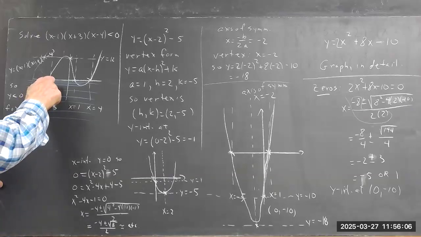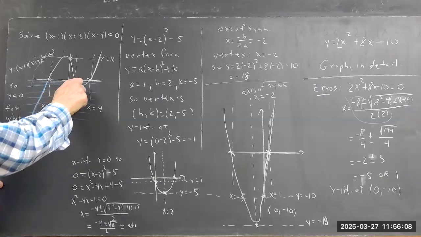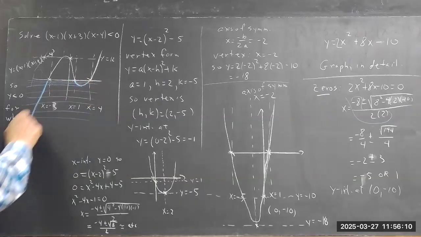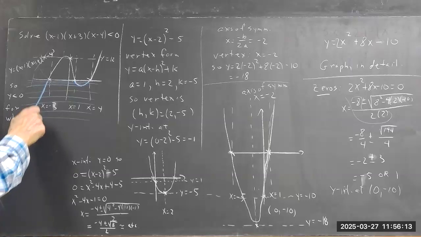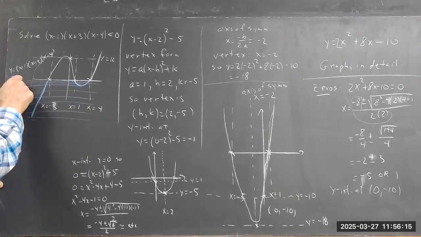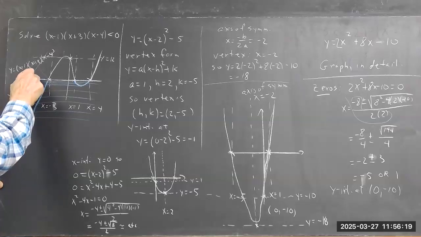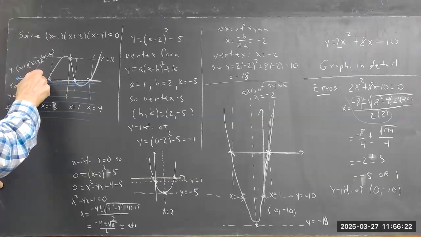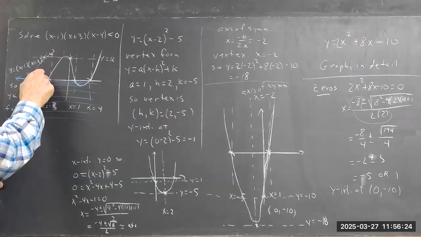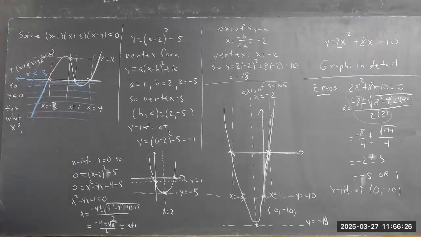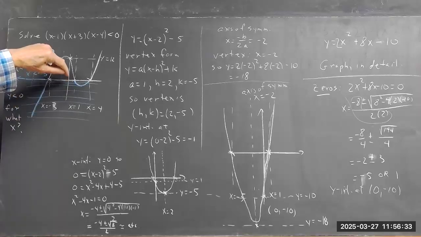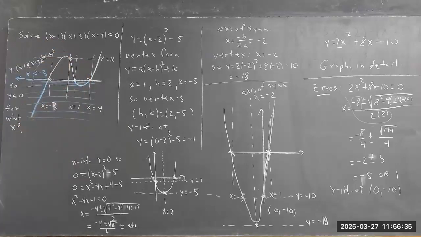Well, it looks like y is less than 0 along this segment of the curve and along this segment. This segment of the curve corresponds to x values less than -3. That makes sense? If x is less than -3, y is less than 0. If x is between 1 and 4, y is less than 0. Right?